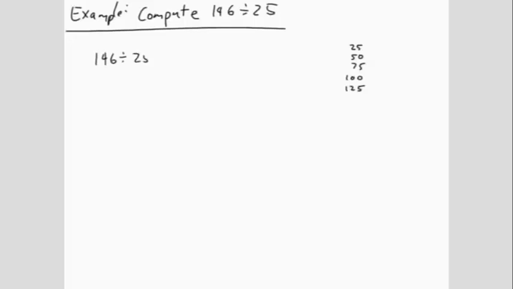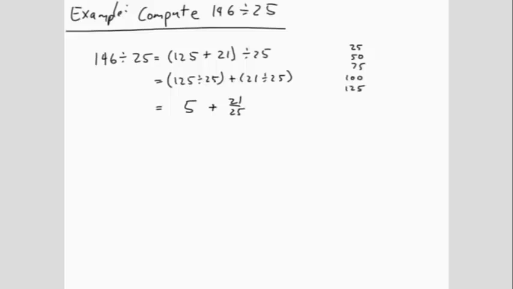146 divided by 25 is equal to 125 plus 146 minus 125 is 21, so plus 21 divided by 25. Then we use the distributive property. 125 divided by 25 plus 21 divided by 25, which is 5 plus 21 25ths, or 5 and 21 25ths.